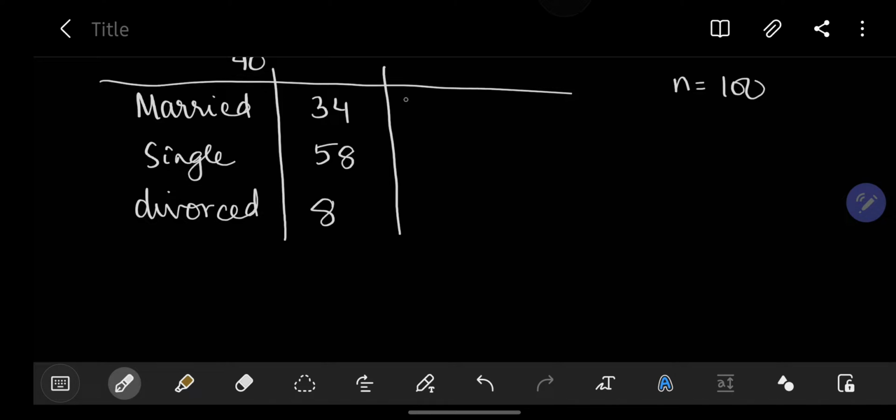It's simple. Divide by 100, so 0.34, 0.58 and 0.08. For percentage, we will just multiply it by 100. So percent, RF (relative frequency), and frequency.